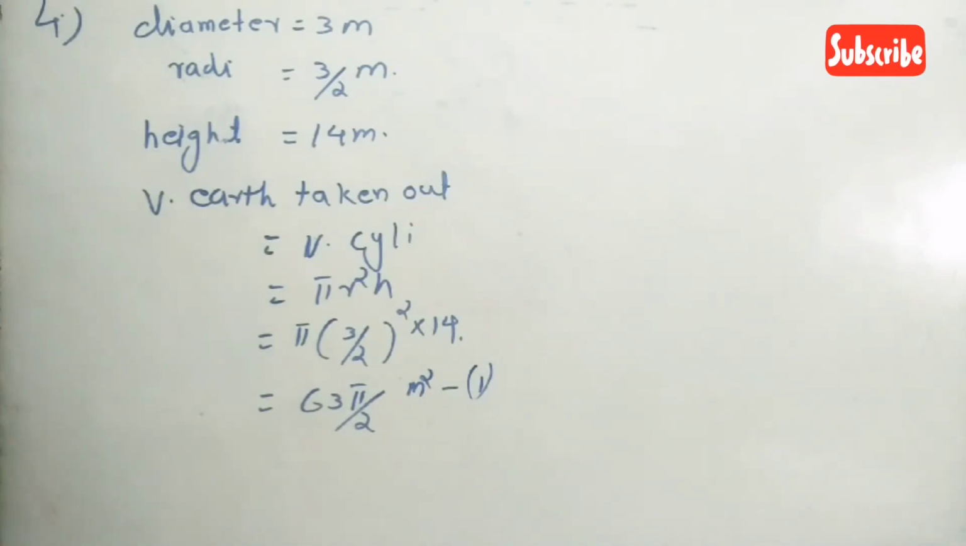In our question, it is given that the earth taken out of it has been spread evenly all around it in the shape of a circular ring of width 4 meter to form an embankment. Find the height of the embankment.